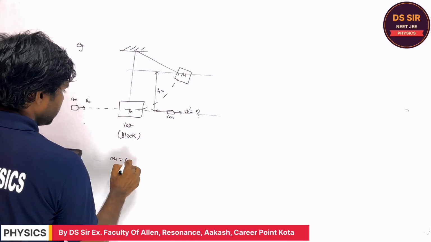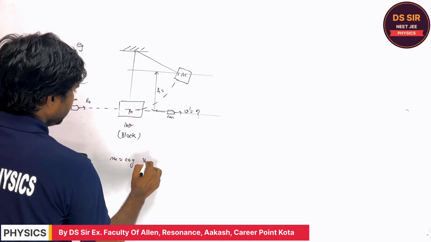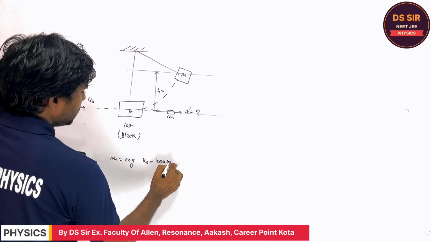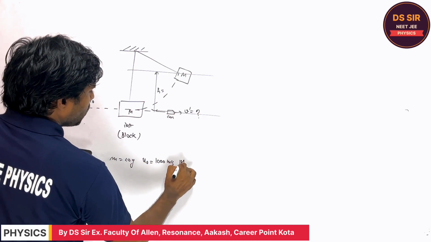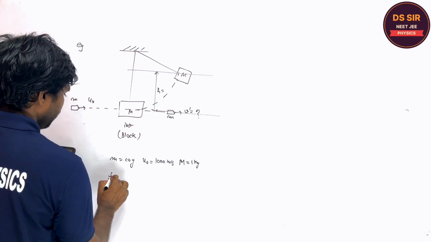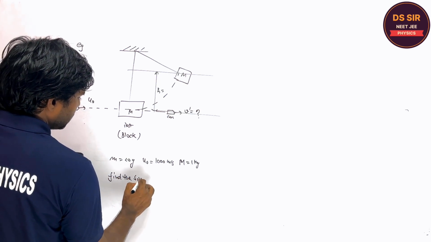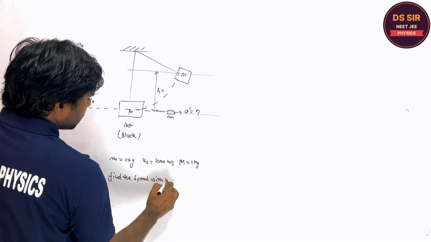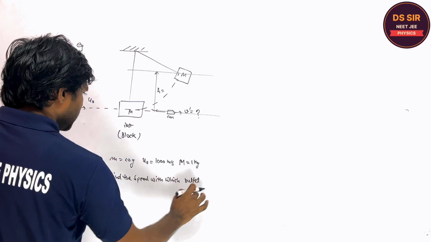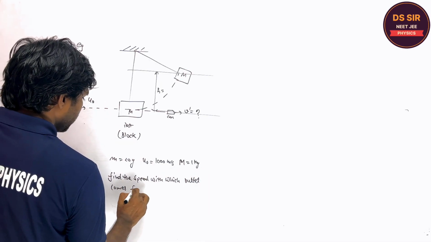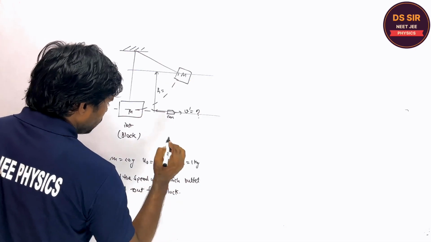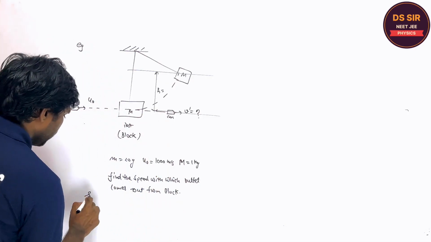So the mass m of the bullet is 20 gram. The initial speed, this is u naught, suppose 1000 meter per second. The block mass is 1 kg. Find the speed with which the bullet comes out from the block. This thing you have to find, right? So I'm writing the solution now.